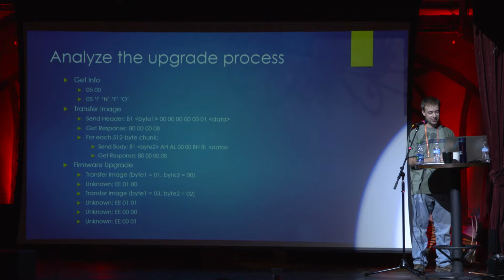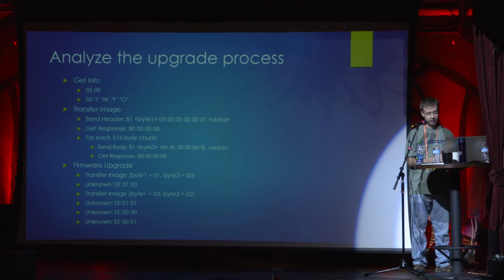But to transfer some kind of block of data, we send an initial header using B1 to check to make sure that it worked with B0, and then 512 bytes at a time, we send the rest of the image with the address and the offset. There's some sort of image that gets sent across. So to do the actual firmware upgrade, we transfer the data using a certain couple of bytes.